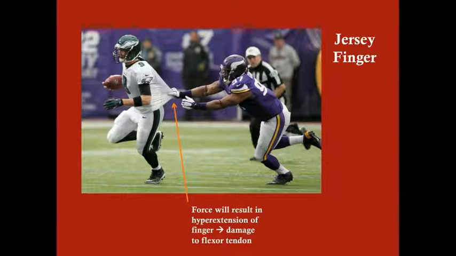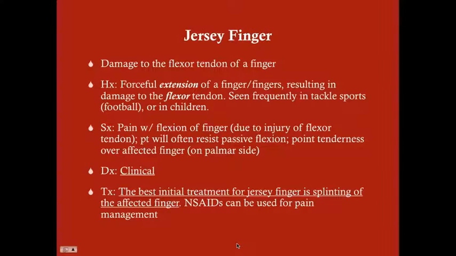Remember, the flexor tendon holds us from going too far into extension, and our extensor tendon holds us from going too far into flexion. So you can think of them as sort of having counterbalance forces that way. But if you go too far into extension, you're going to damage your flexor tendon, and that's what a jersey finger is. So the jersey finger is damage to the flexor tendon of a finger.